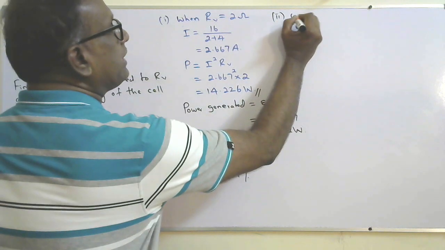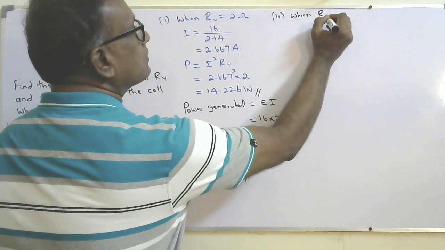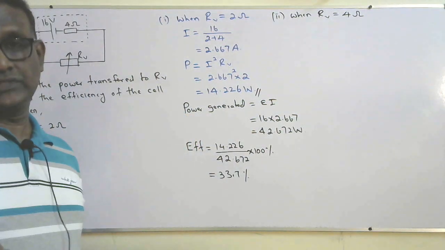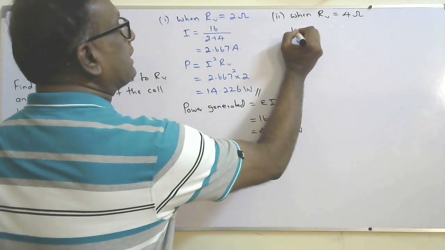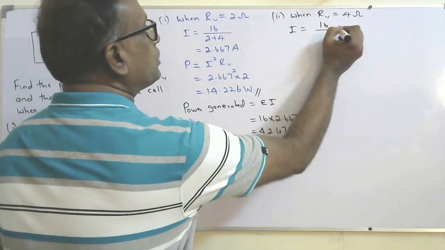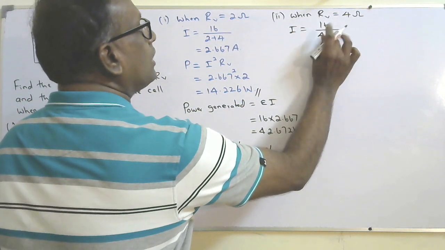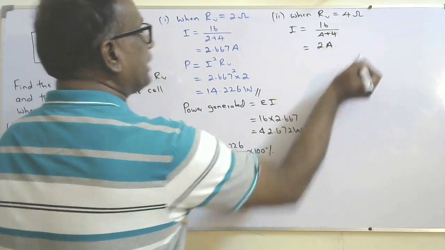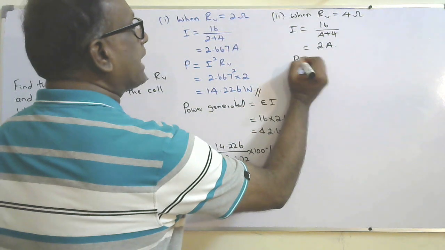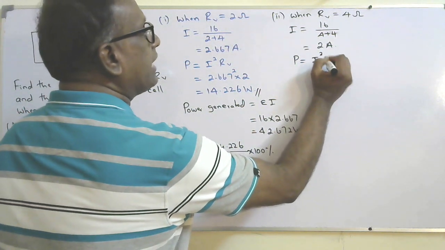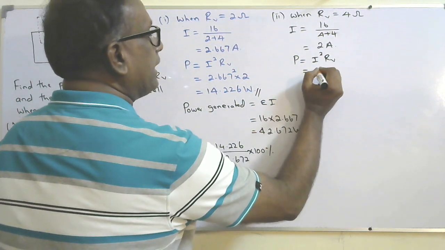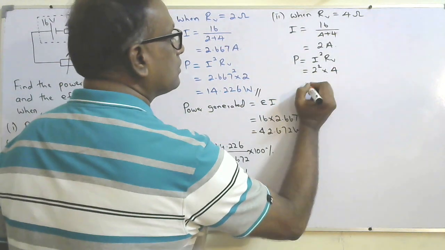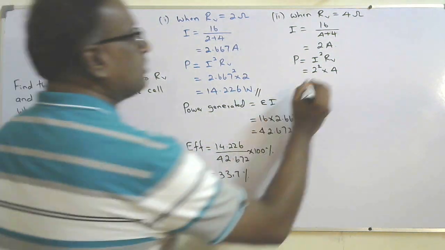So when RV equals 4 ohms, we know that gives the optimum power output. So I need to find the current flow, that is 16 over total resistance 4 plus 4, that is 8. That is going to be 2 amperes. So power given to the external circuit will be I squared RV. So that will be 2 squared into RV, which is 4. So that is 16 watts.